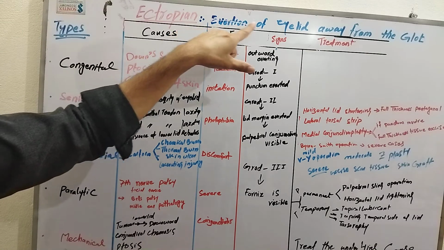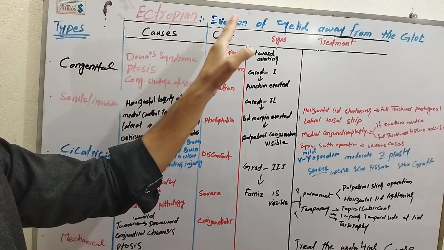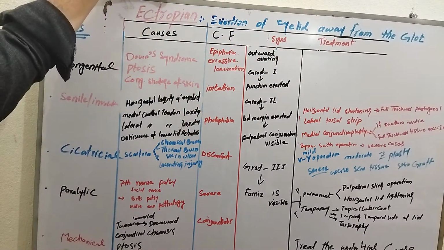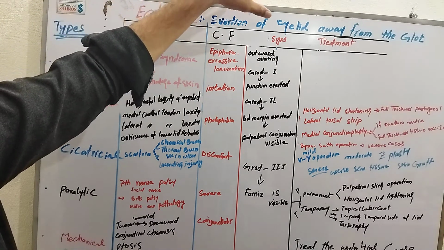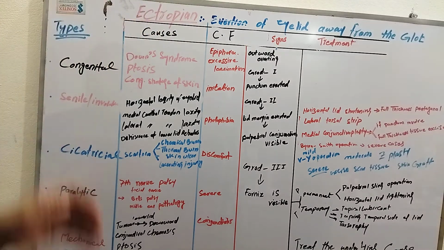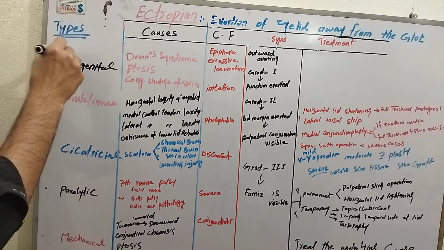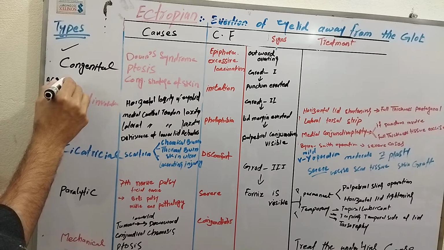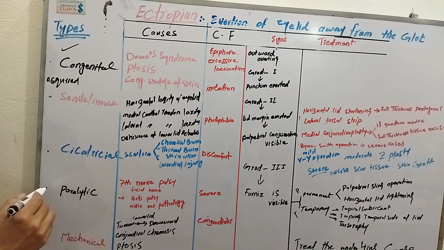The eversion of eyelids away from the globe, or we can say rolling of the eyelid outward, is called ectropion. Eversion of the eyelid away from the globe is also called ectropion. Now I am going to explain the types. First one is congenital and acquired. Acquired has four further types: senile, cicatricial, paralytic and mechanical.